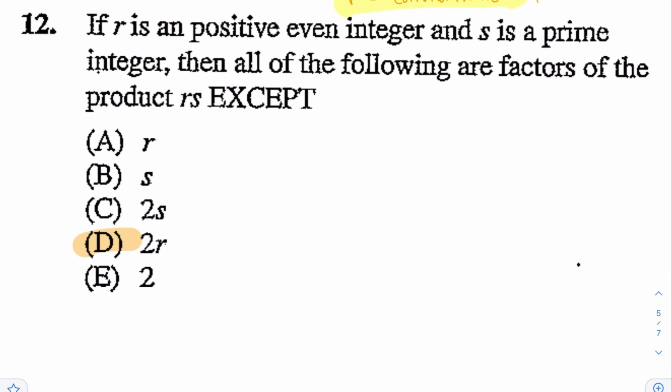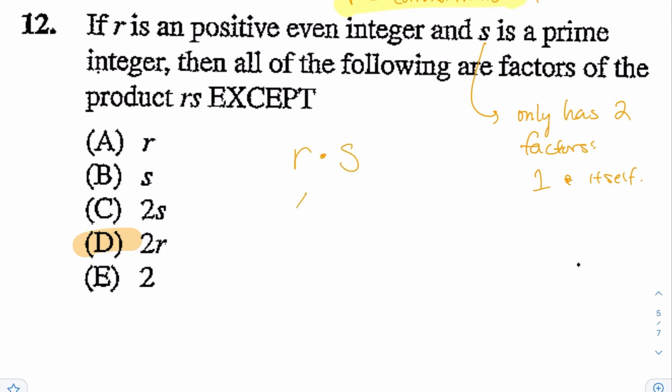Next, for number 12, if r is a positive even integer and s is a prime integer, then all the following are factors of the product rs except 4. So r is a positive even integer and s is a prime integer. If s is prime, that means that it only has 2 factors, just 1 and itself. And r is a positive even integer. So all the following would be factors except for one of them.